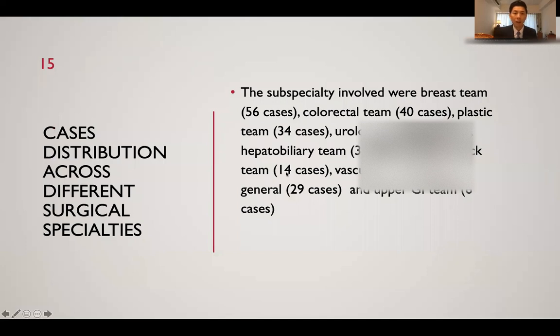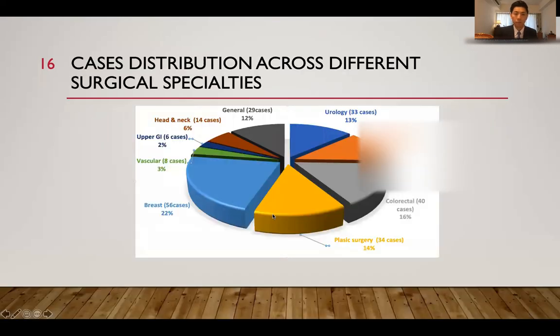These are the 9 subspecialties that were included in this clinical audit. It can be seen that the breast team has the most cases, 56 cases, and the upper GI team has the least number of cases, only 6 cases.